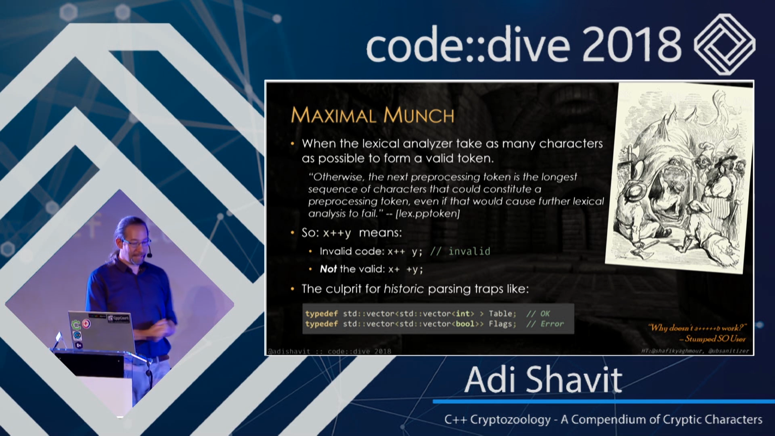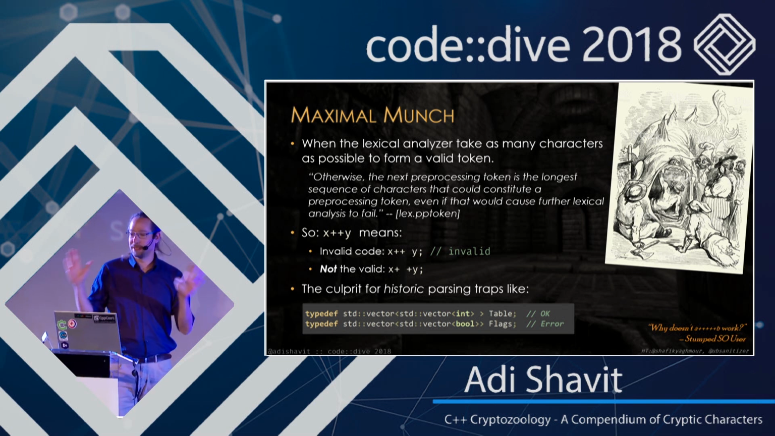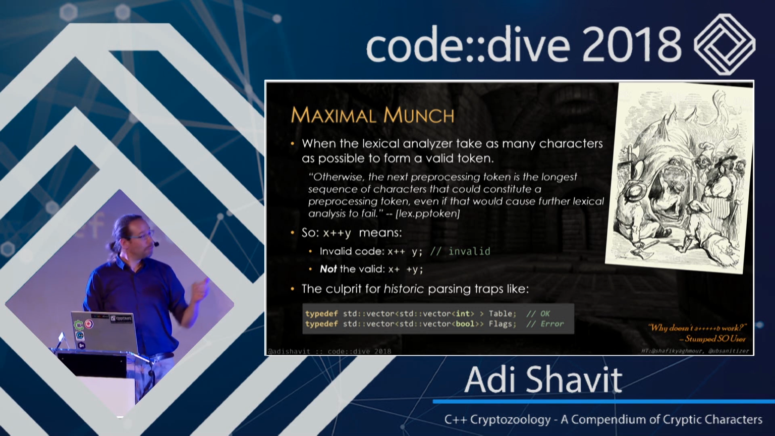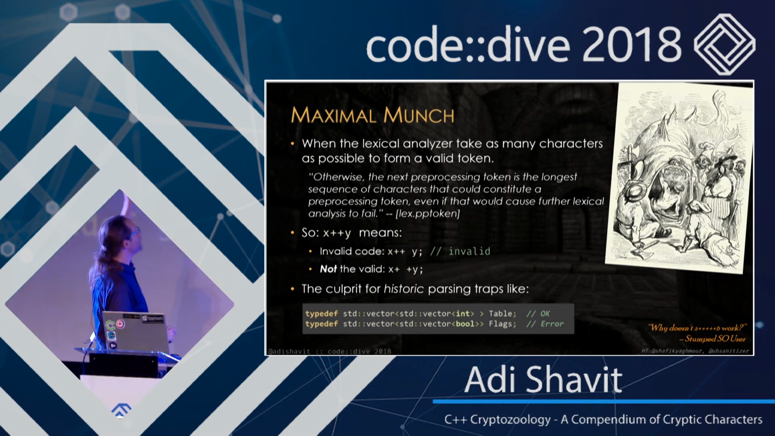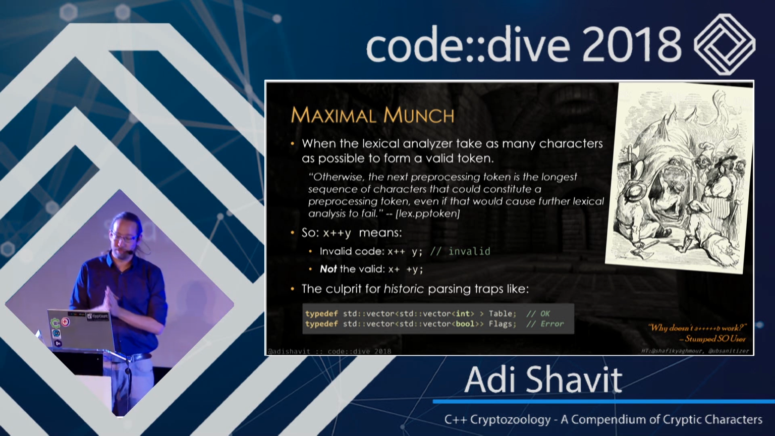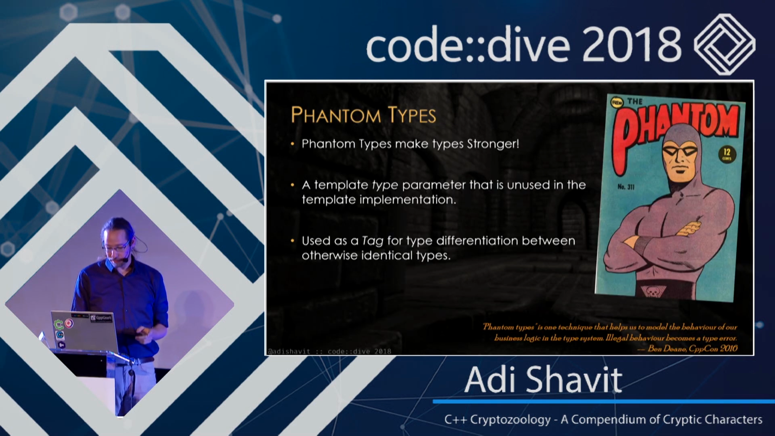I only have 3 minutes left, and I wanted to show you a few more. This is the maximal munch. I just love this term. Basically, it explains why when we have something like x+++y, the code won't compile instead of finding the actual parse, which does compile, but I don't have time to get into that.